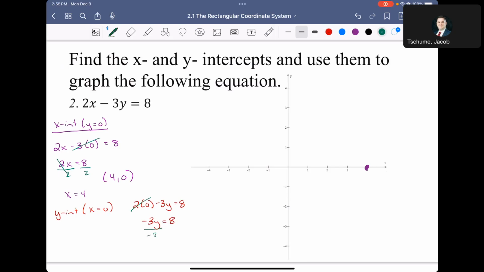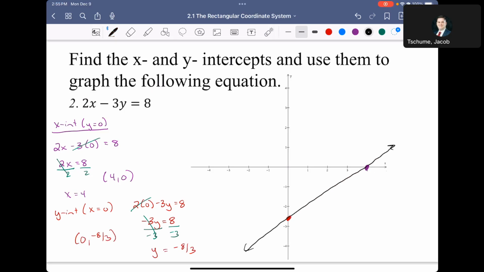And if you divide both sides by negative 3, 8 divided by negative 3 does not simplify, so you would just end up at negative 8/3. So what you could do is use your calculator here if you'd like, and negative 8/3 is about negative 2.6. So I'm going to go to approximately that location and plot that point, which can also be represented as the point 0, negative 8/3.